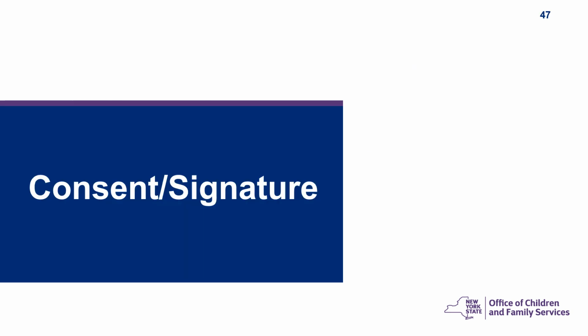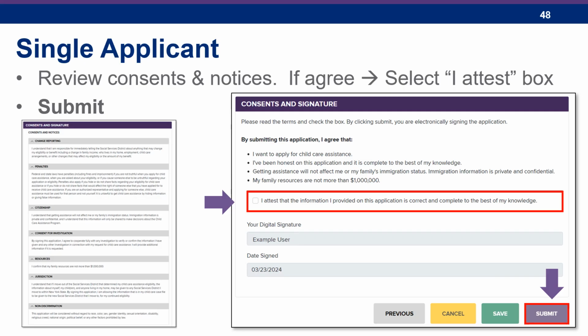Consent and Signature. This section will look slightly different depending on whether or not you have a co-applicant. If you are the only applicant, review the consents and notices listed here. Then, if in agreement, select the checkbox next to the statement, "I attest that the information I provided on this application is correct and complete to the best of my knowledge." Then select the Submit button.